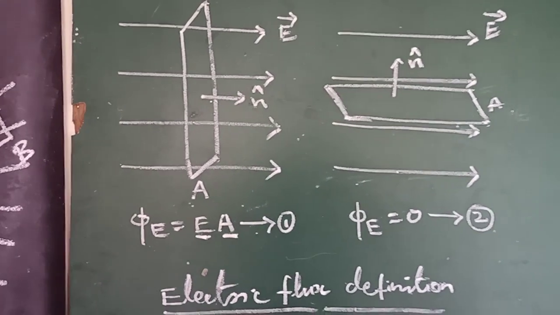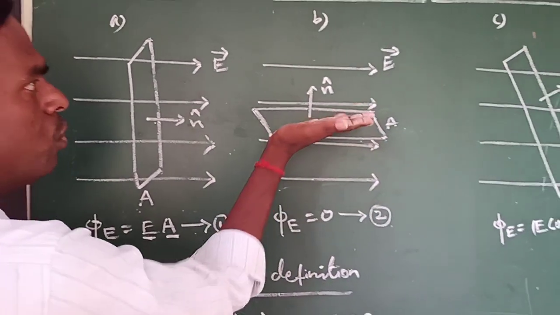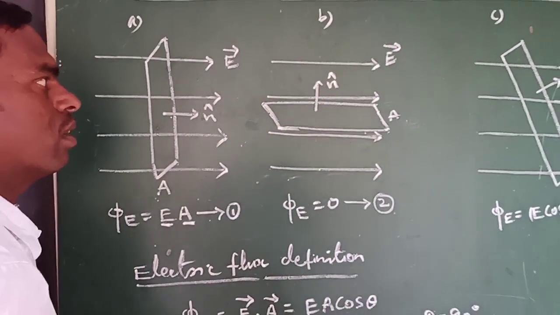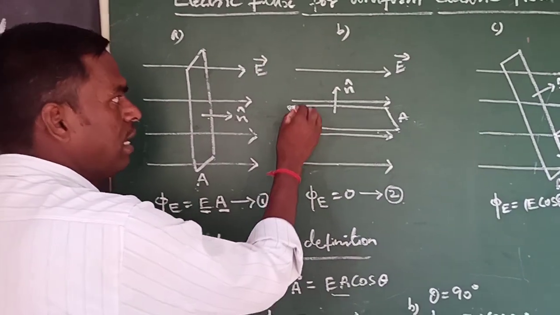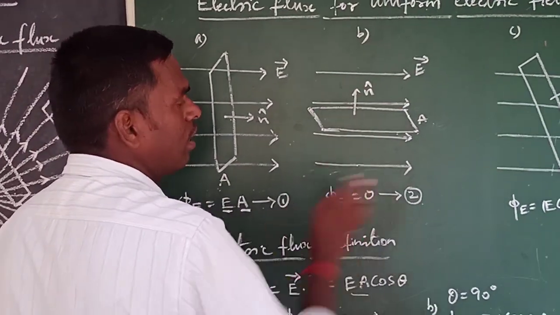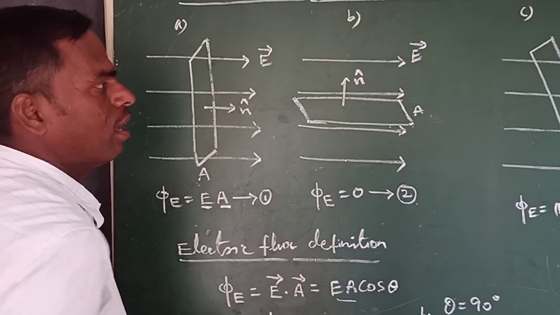Now the area is placed parallel to the electric field. Now the area A is placed parallel to the electric field. The area is parallel.